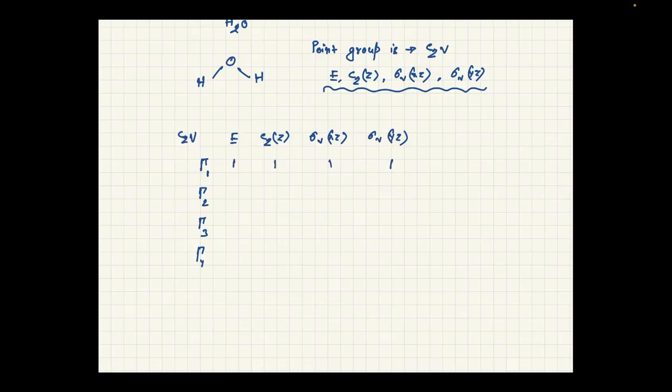So for every point group, or for every symmetry group character table, there will be at least one fully symmetric or totally symmetric representation. That means it will be symmetric with respect to all symmetry operations. That means for the one dimensional case it is 1 1 1 1, okay. Then it is 1 minus 1 minus 1 minus 1, okay.